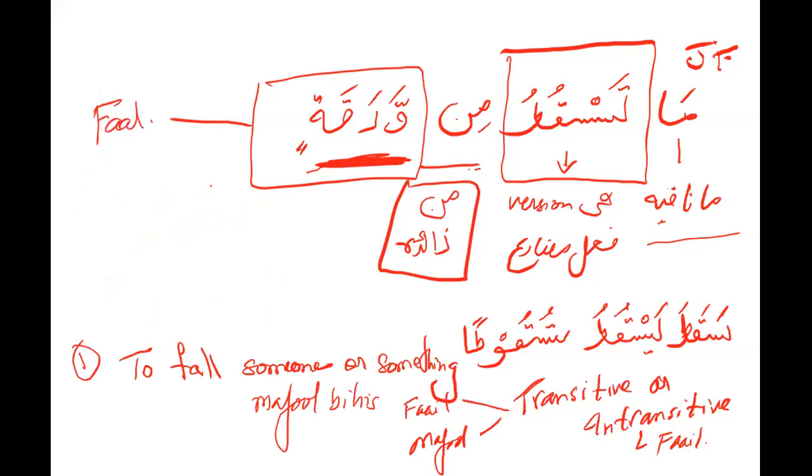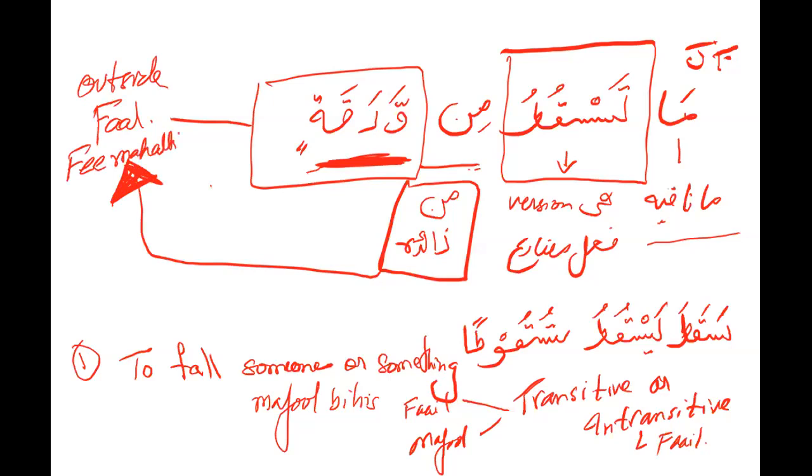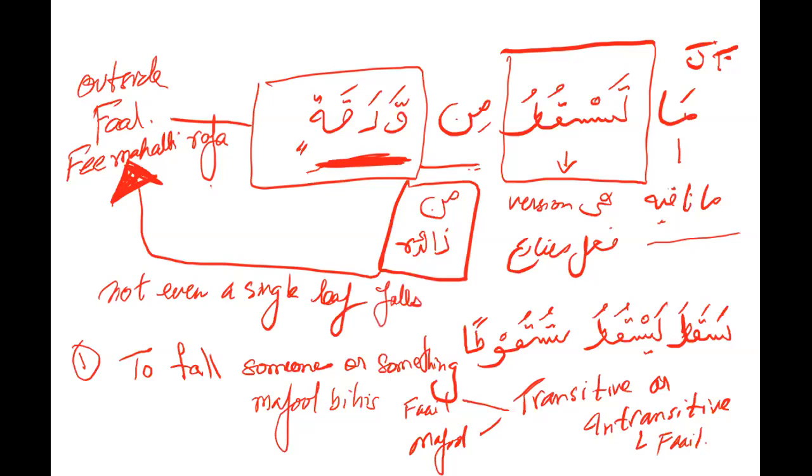So here, min zaida is attached to a fa'il. That's it. So that's why this is the fa'il, which is fi mahalli rafa. So now the meaning is: no leaf, not even a single leaf, falls without his knowledge. Does this make sense? Yes.